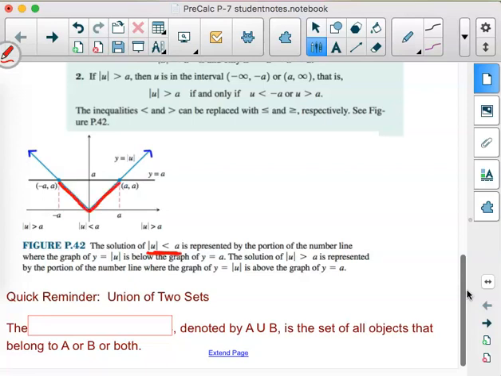Now I know that because this is a, and it said the absolute value has to be less than a, so it's got to be under there. And then it says the solution to the absolute value of u is greater than a, so I'll color code that one, is represented here and here. So notice how my green arrows are going to the extremes on the number line.